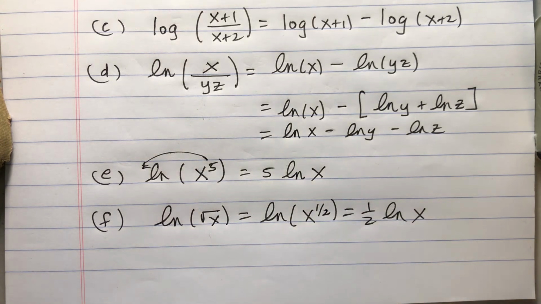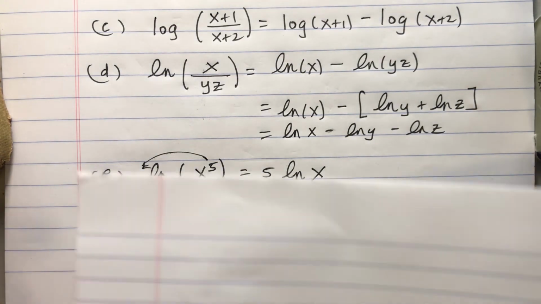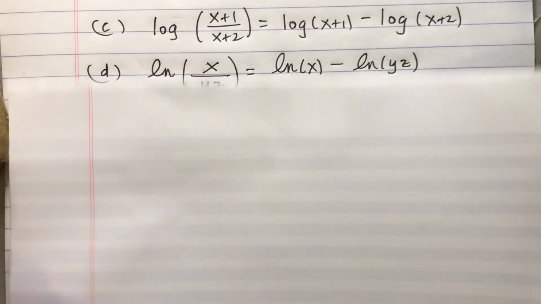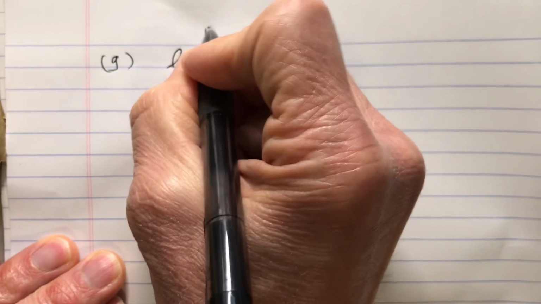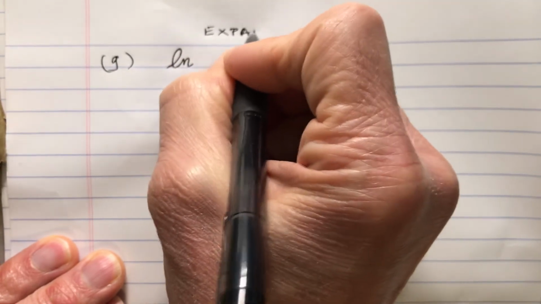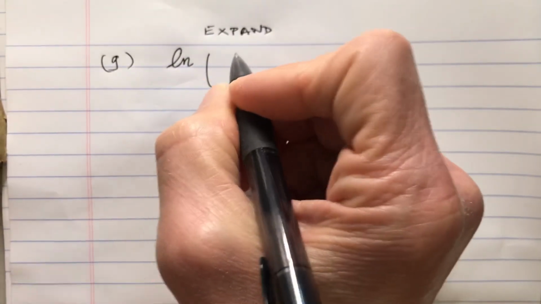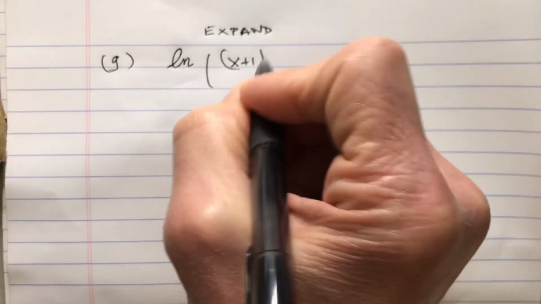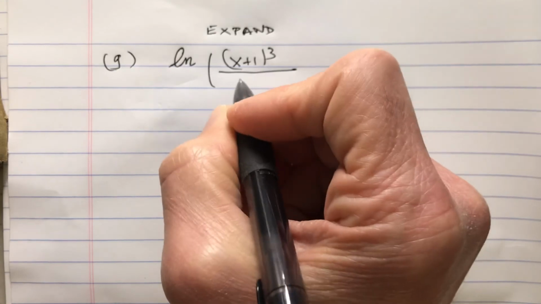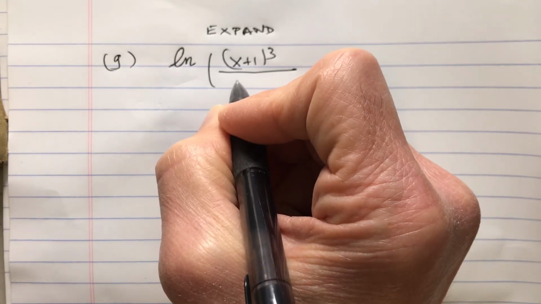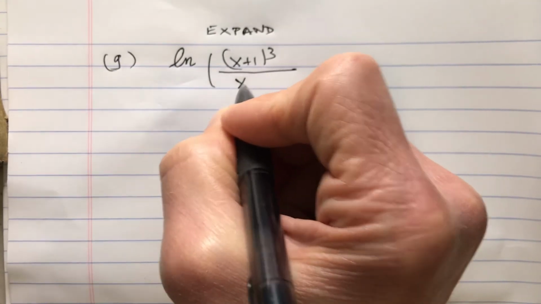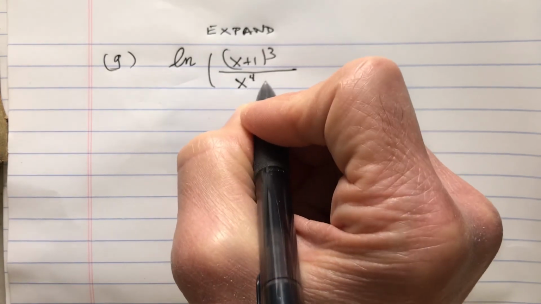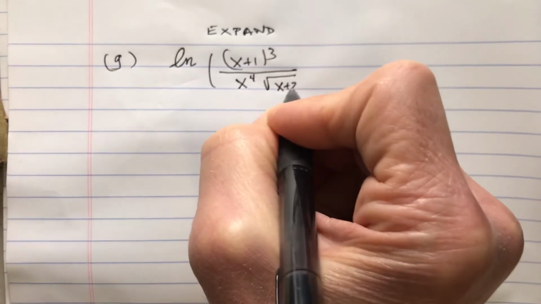Let's put a problem that's a little more involved. So that was f. Let's look at g. If I have ln, and my goal is to expand this. So if I have ln of (x plus 1) to the 3rd power divided by x to the 4th times the square root of x plus 2.